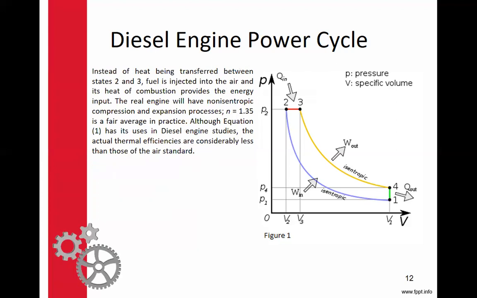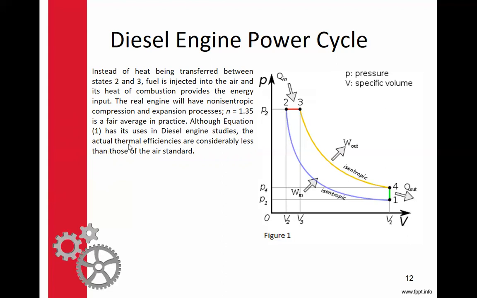So instead of heat being transferred between 2 and 3, fuel is injected into the air and its heat of combustion provides the energy input. The real engine will have non-isentropic compression and expansion processes, where n is 1.35. Yan, real engine. Pag sabing real, ito ang method mo.